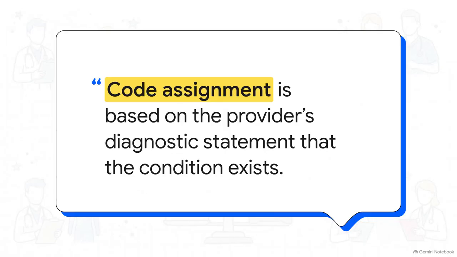Okay, let's talk about the absolute golden rule from the ICD-10-CM official coding guidelines, specifically Section I.A.19. It explicitly states, the assignment of a diagnosis code is based on the provider's diagnostic statement that the condition exists. Code assignment is not based on clinical criteria used by the provider to establish the diagnosis. Guys, this is huge. This empowers you.